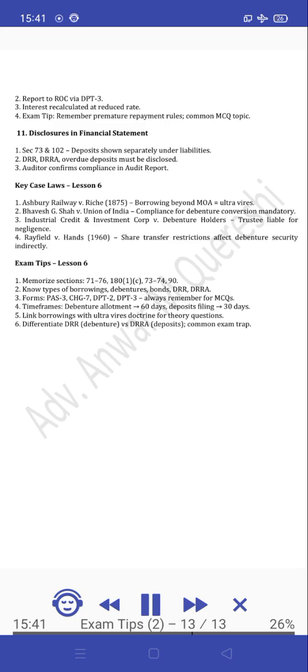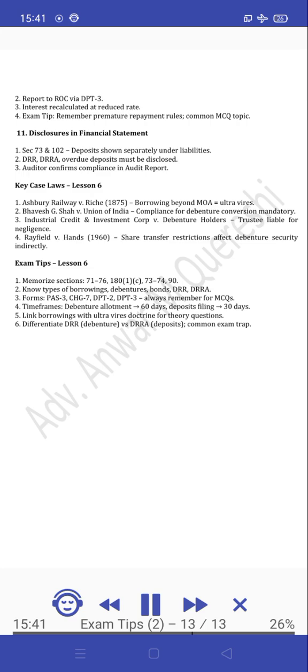Exam tips. Lesson 6. 1. Memorize sections 71, 76, 181C, 73, 74, 90. 2. No types of borrowings, debentures, bonds, DRR, DRRA. 3. Forms: PAS 3, CHG 7, DPT 2, DPT 3. Always remember for MCQs.